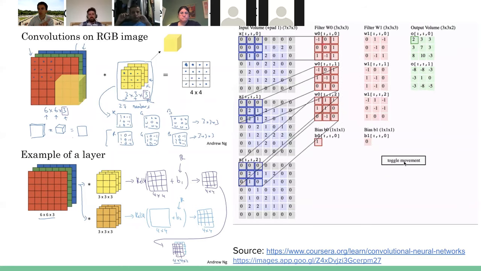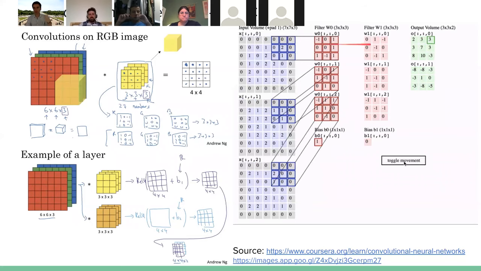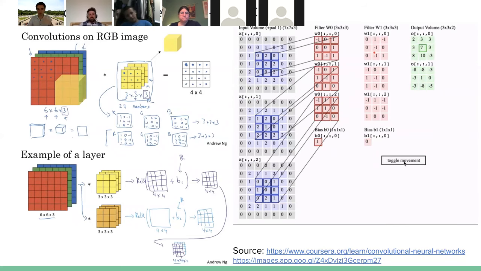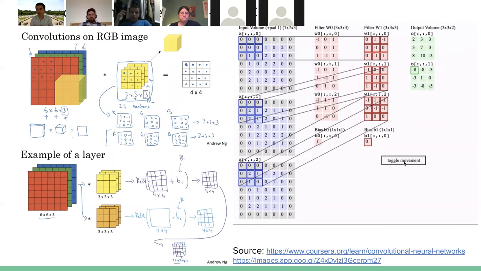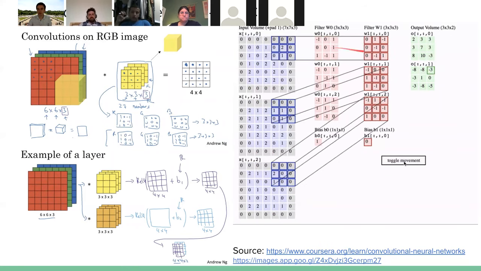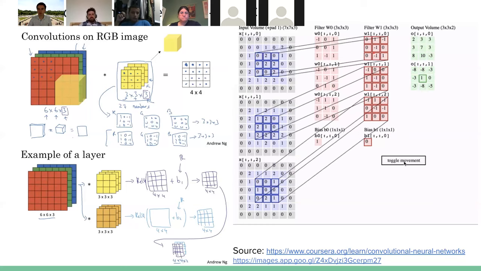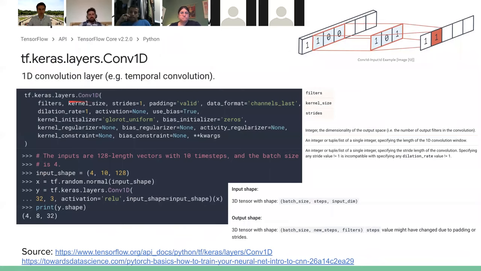Maybe one filter is looking for vertical lines, another one is looking for horizontal lines, another one is looking for curves, another one is looking for round shapes. They could be looking for different features. So think of the filter as a parallelization factor for how many such scannings and multiplications, basically how many convolution operations you want to do in parallel, and that will dictate your output shape.